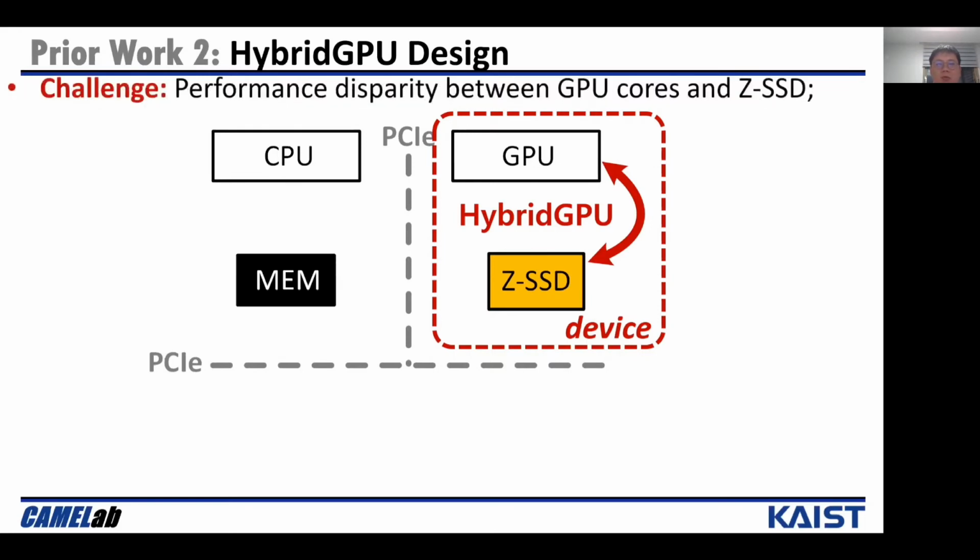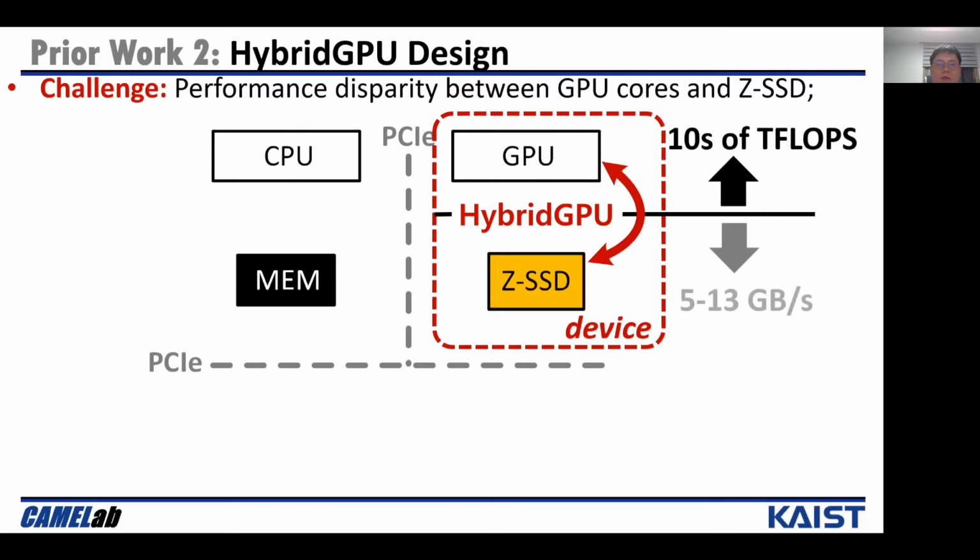However, there is a huge performance disparity between the GPU and the ZSSD. For example, the GPU cores can deliver tens of teraflops of throughput, while ZSSD can only serve a few gigabytes of data in 1 second. The limited bandwidth of ZSSD becomes a performance bottleneck in the hybrid GPU system.